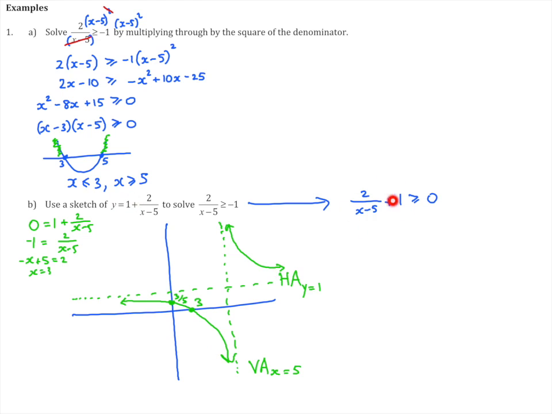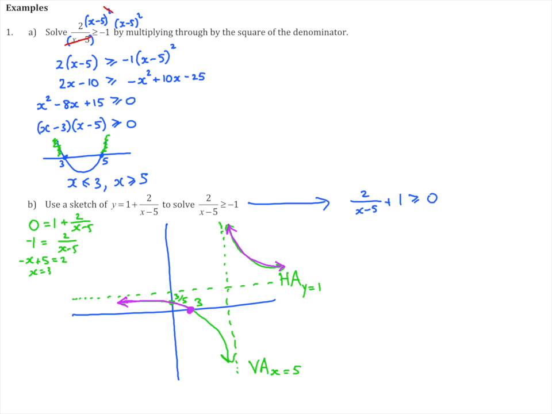So, by saying 2 over x take 5 plus 1 is greater than or equal to 0, what we're saying is, where is my green graph greater than or equal to 0? Where is it above or touching the x-axis? Well, it's above or touching the x-axis there and there. So that's going to give me my answer.